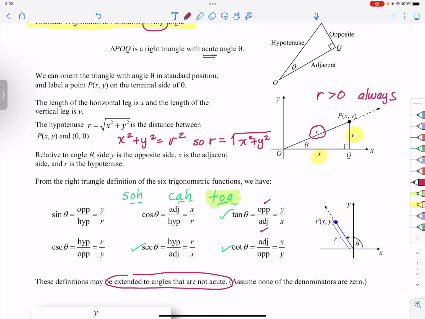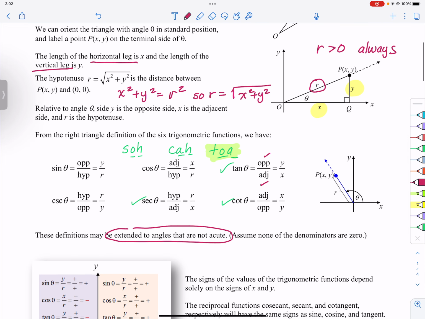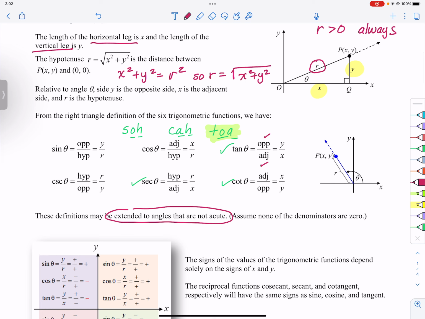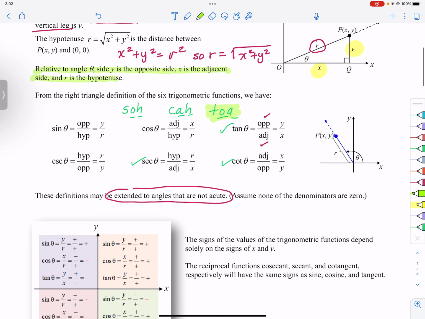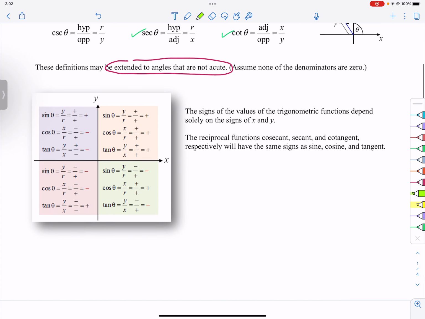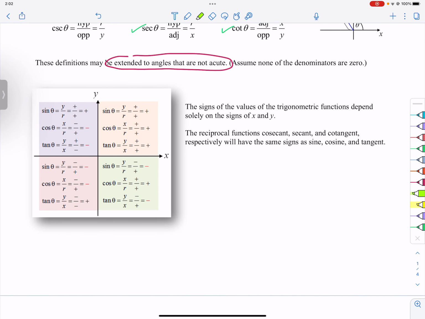So we discussed what the horizontal leg is here, x, and the vertical leg is y. We've been doing that all along. And now, relative to angle theta, this is what we talked about in the previous video. These sides named as opposite and adjacent have to do with being referred to theta. So it's opposite of theta. Okay, let's take a look at this little chart here.